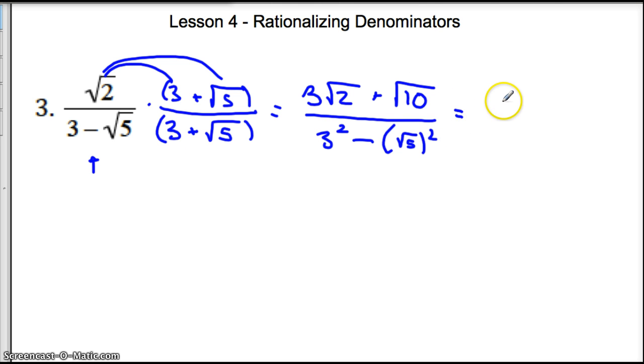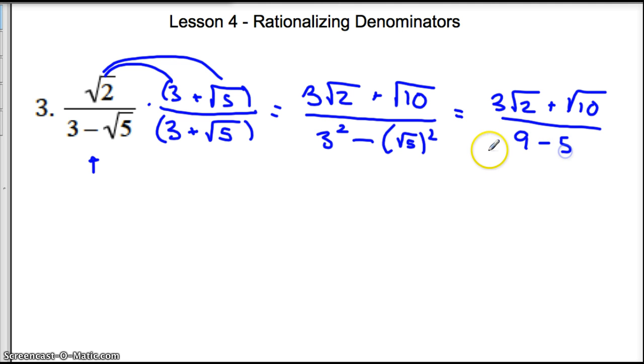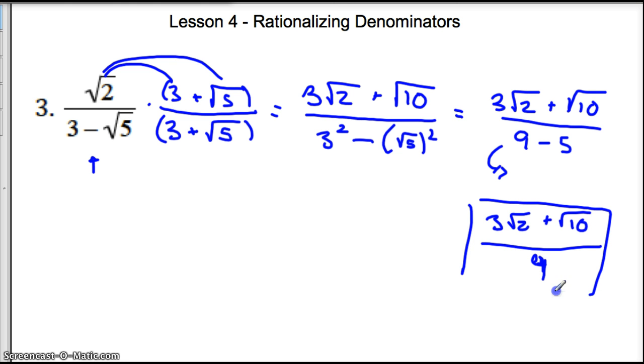We then simplify the top if possible. This cannot be simplified, so we're going to still rewrite that as 3 square root 2 plus square root 10 over 9 minus 5. This can once again be simplified, so we get 3 square root 2 plus square root 10 all over 4. Can this be simplified further? Nope. So we're just going to leave it as is.